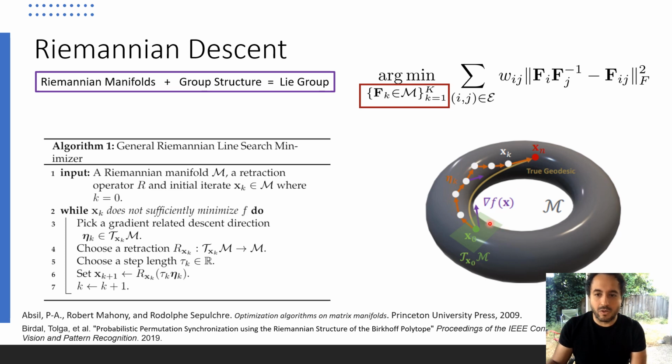Oftentimes, it's very hard to compute the true geodesic, especially for matrix manifolds. So in those scenarios, we could rather follow a retraction, which is an approximation of the true geodesic. And whenever the exponential map is fully available, we could also perform optimization along the geodesic. So this algorithm summarizes exactly that, with the addition that the step length here is determined by a line search rather than having a predetermined value.